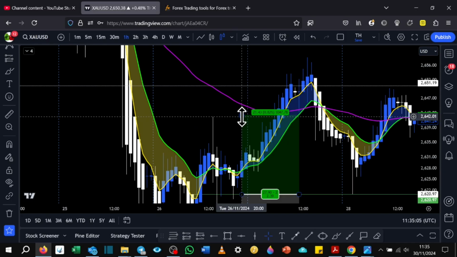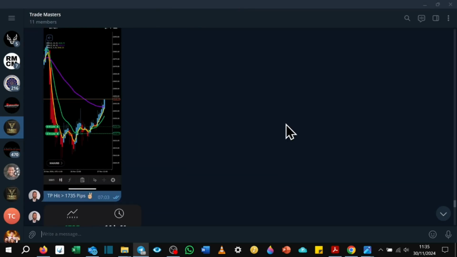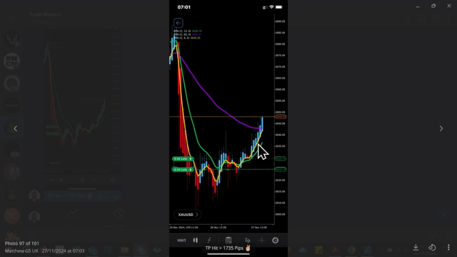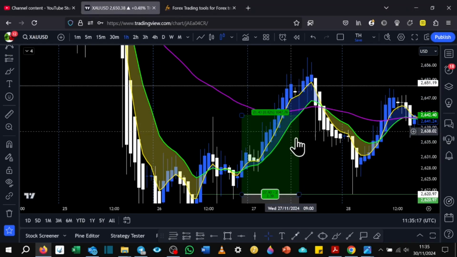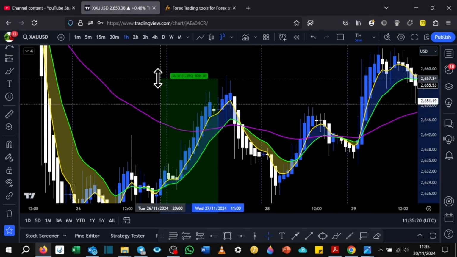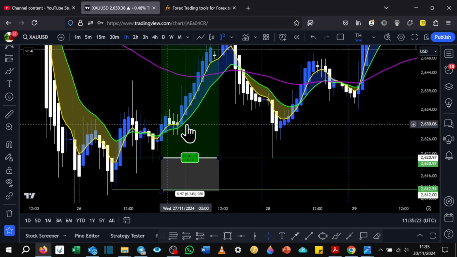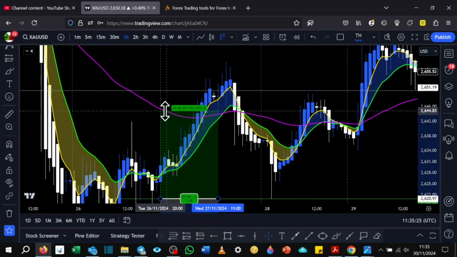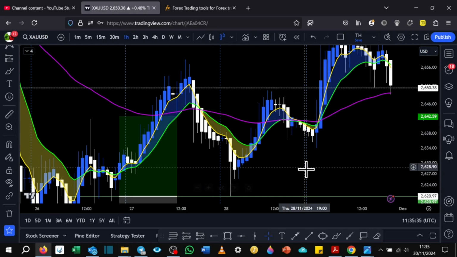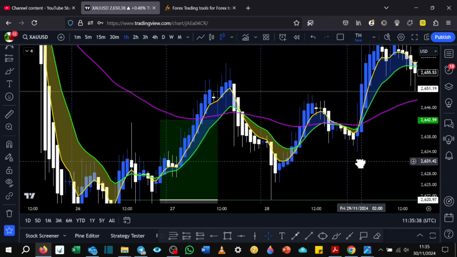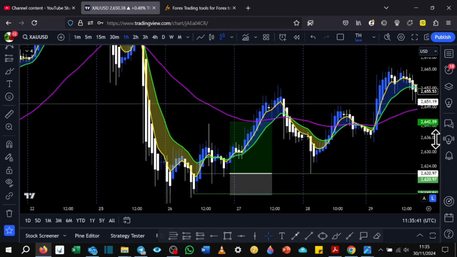Take profit was hit. That was 1,735 pips. I left a couple more buys open as well, so I caught some more of this move here, which was great. That ended up being, in the end, a 1-to-4 trade. The original trade that was called out was nearly a 1-to-2, just over a 1-to-2. And that was how I caught that trade for gold.